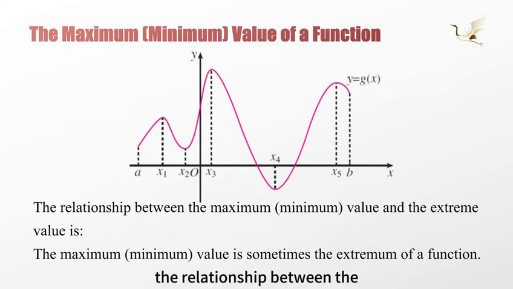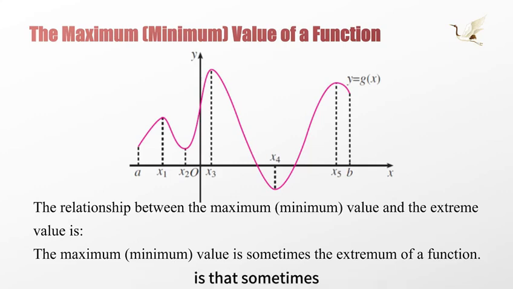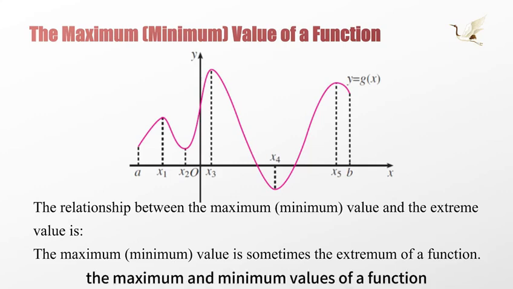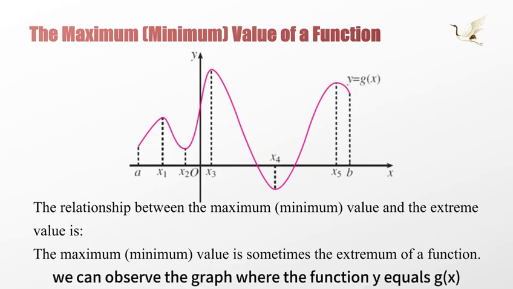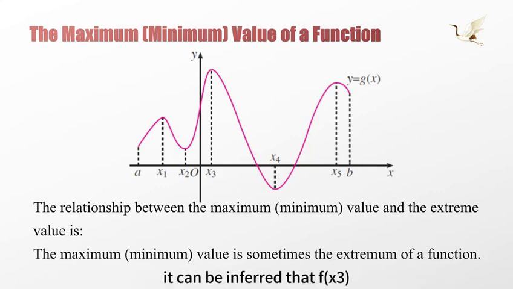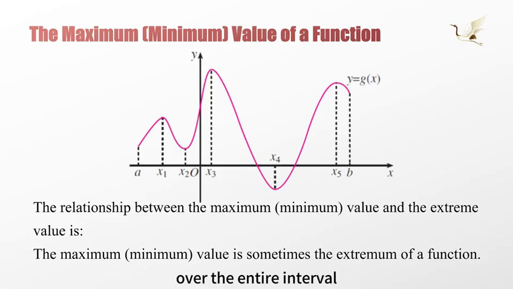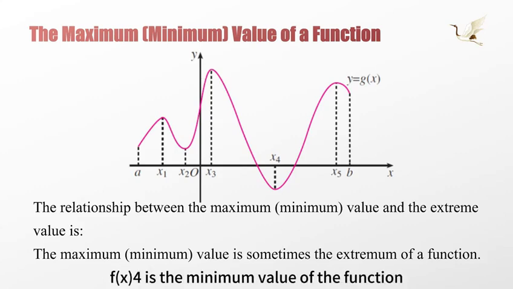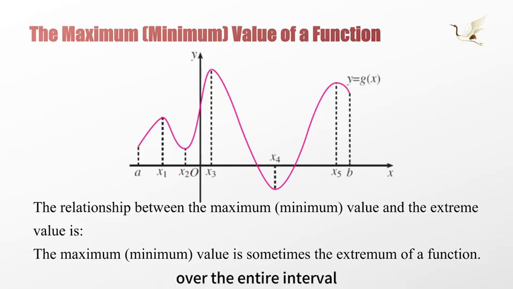The relationship between the maximum and minimum values of a function and its extremum is that sometimes the maximum and minimum values of a function are also its extremum. For example, we can observe the graph where the function y equals g(x). From the image, it can be inferred that f(x3) is the maximum value of the function. At the same time, it is also the maximum value of the function over the entire interval. f(x4) is the minimum value of the function, and also the minimum value of the function over the entire interval.